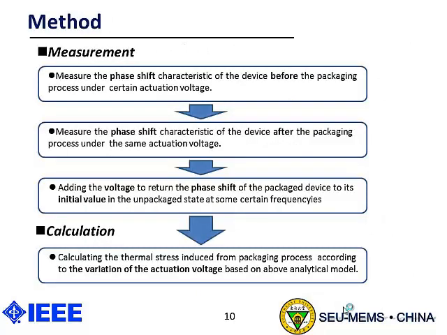Based on the principle described above, a suggested measurement process is: first measure the phase shift characteristic of devices before the packaging process at a certain actuation voltage. Then measure the phase shift characteristic of the devices after the packaging process under the same actuation voltage. Adjust the voltage to return the phase shift of the packaged devices to its initial value in the unpackaged state at some certain frequencies. Then finally calculate the thermal stress induced from the packaging process according to the variation of the actuation voltage based on the analytic model described above.